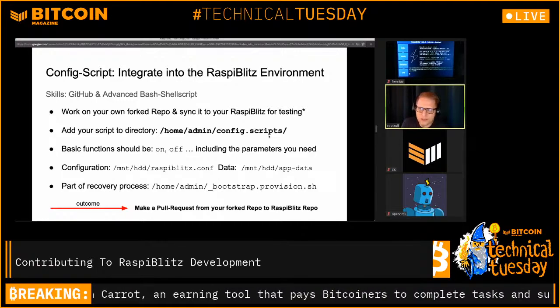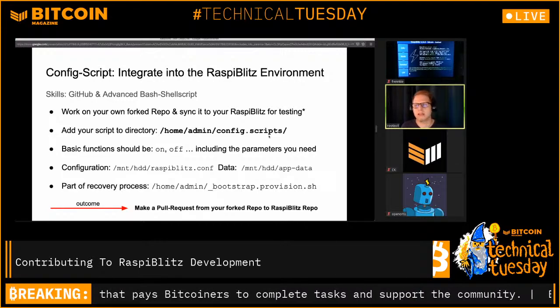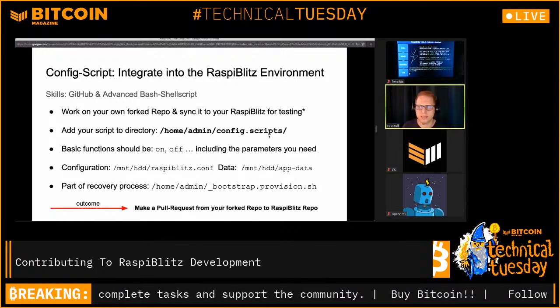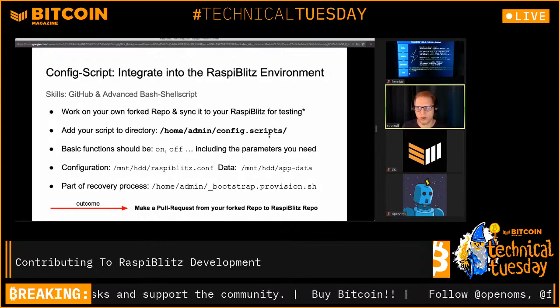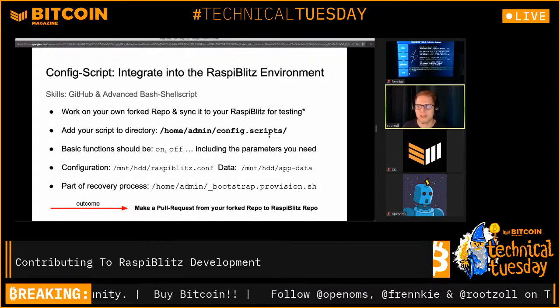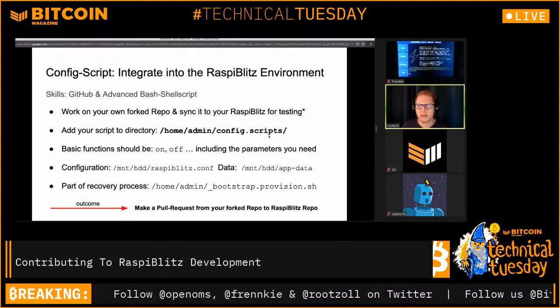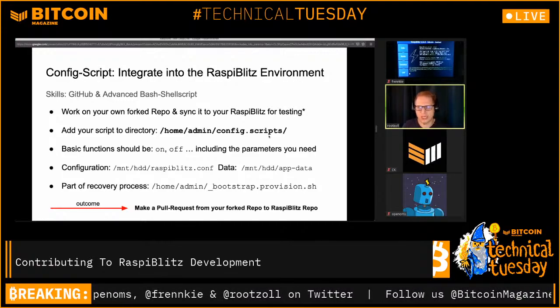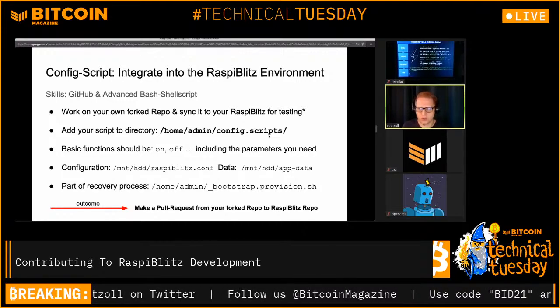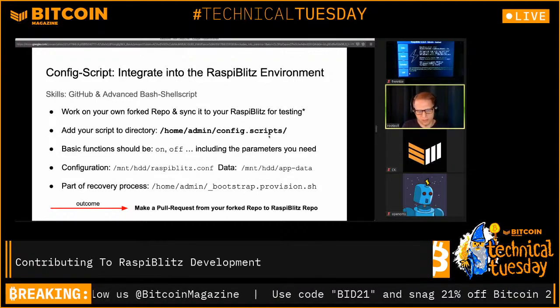The basic functions you should aim for in a config script are on and off. So for example, if you have an additional app, there should be a parameter on that installs it, and there should be a parameter off that deinstalls it, maybe not completely clean, but so that you can reinstall it again and then it's working again. And the off should always mean that it's not active anymore. Nothing from this additional app should be active when you turn it off. Those are the basic parameters you aim for if you build a config script.